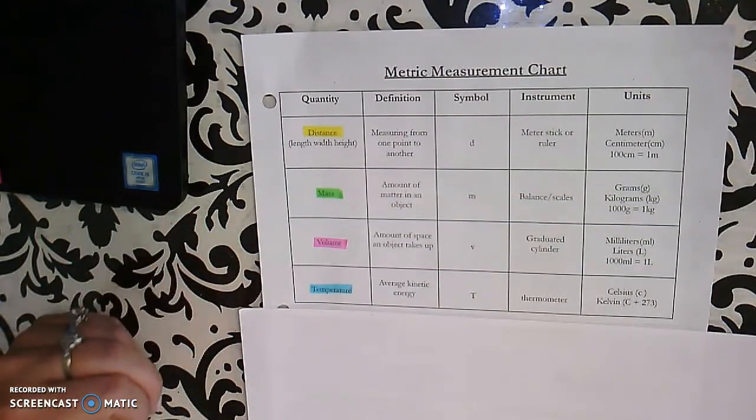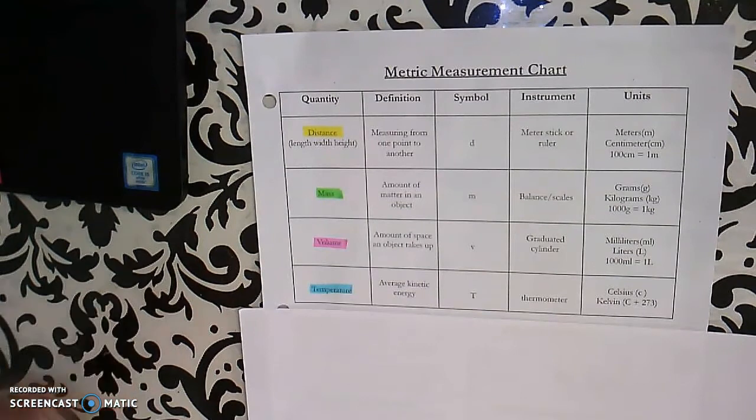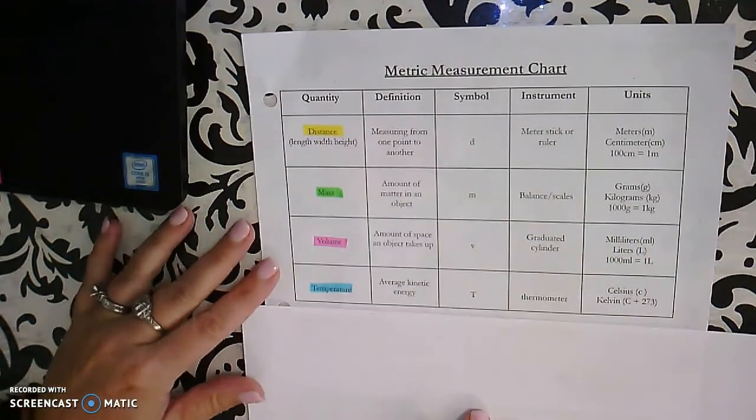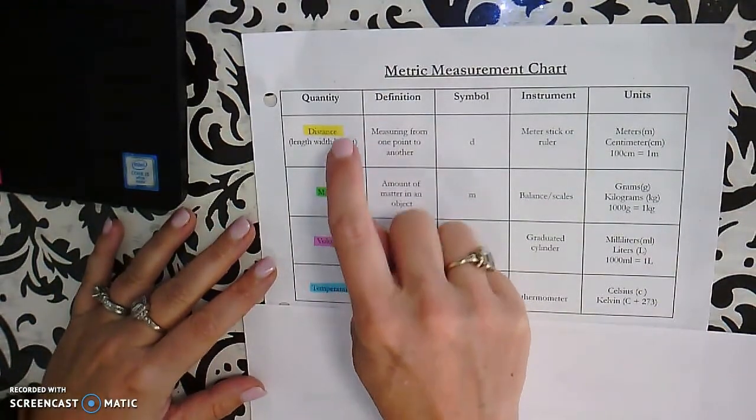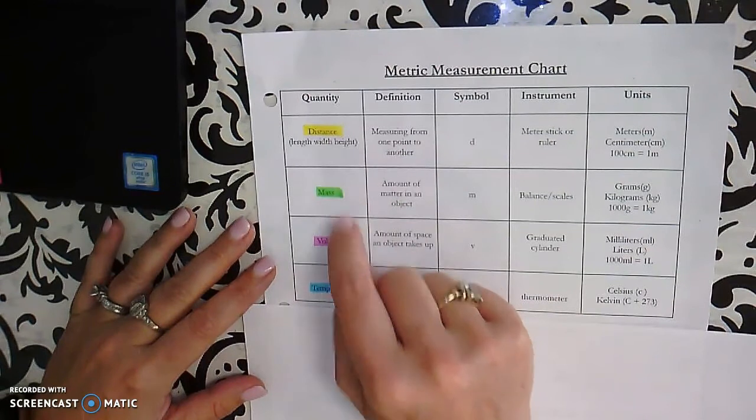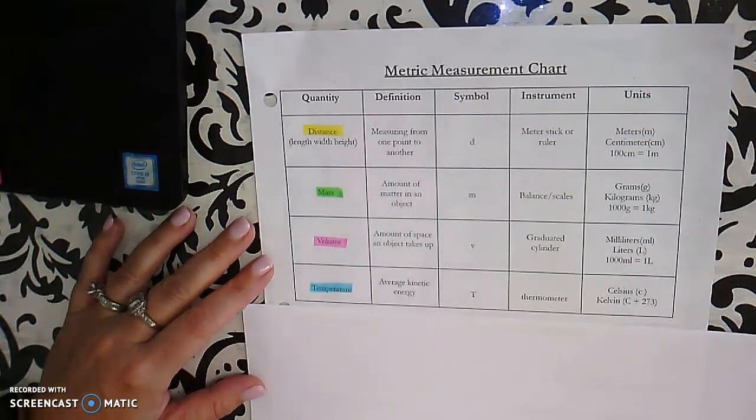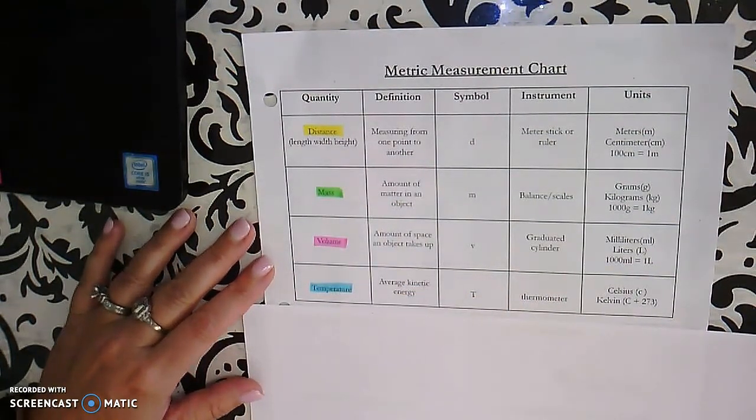Hey guys, so today we're going to be working on the metric measurement chart. Measurement is incredibly important, especially in science, and today we're going to be focusing on measurement in distance, mass, volume, and temperature. During this video, if at any point you need to pause to get caught up, feel free to do so, and you're also going to need a set of highlighters and something to write with. So let's go ahead and get started.